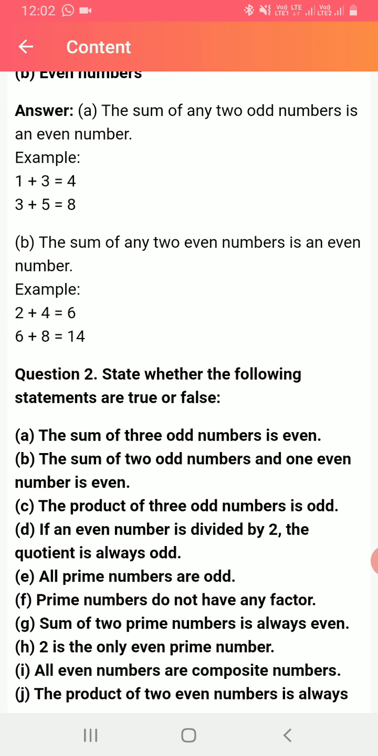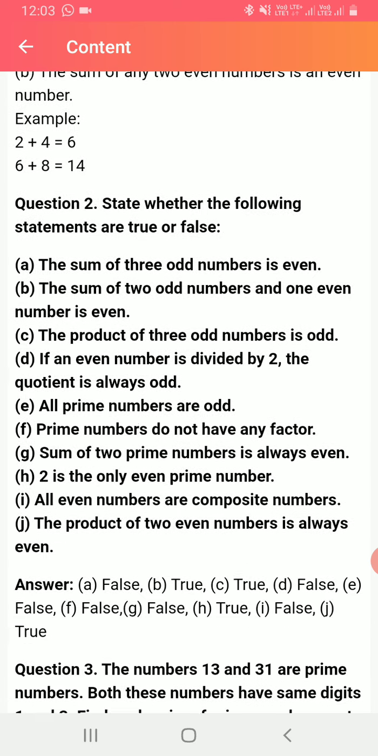So you can give any example as you know. Here the simple examples are given. For odd numbers, 1 plus 3, here 1 and 3 are odd numbers. You'll get the answer as 4, which is an even number. For the B question, you have the example 2 plus 4. 2 and 4 are even numbers. When you add them, you get 6, which is also an even number.